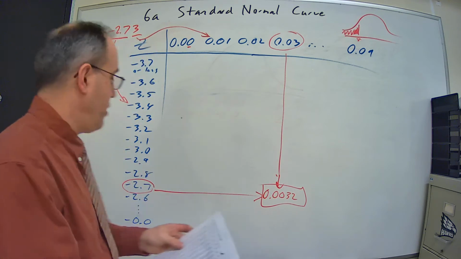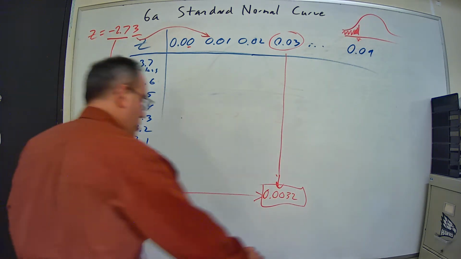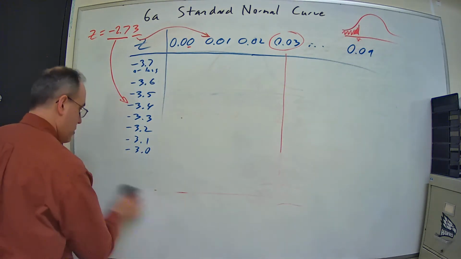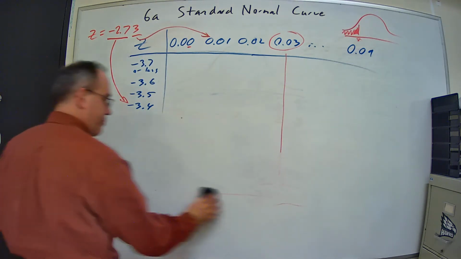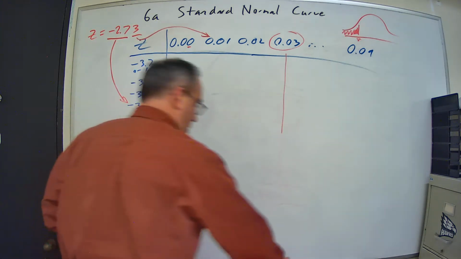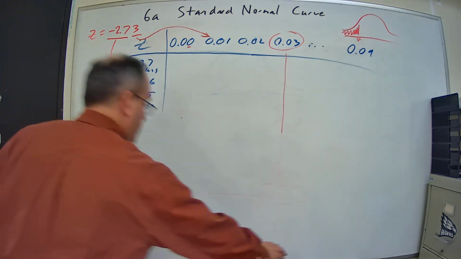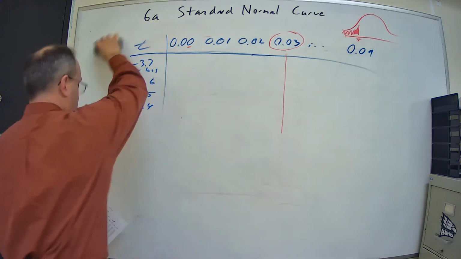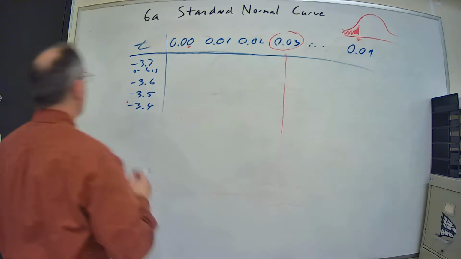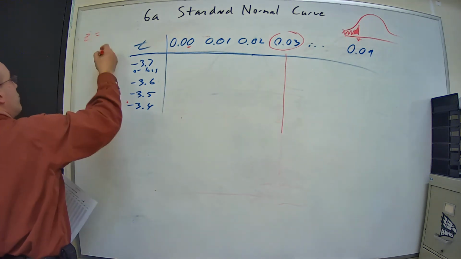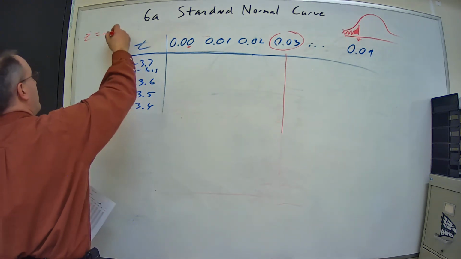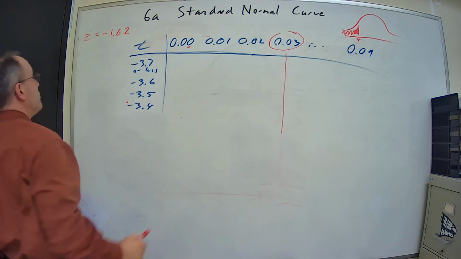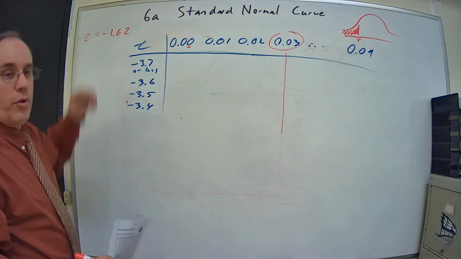Let's grab another one, just because we can. I'm going to modify this slightly. What if I want z is equal to negative 1.62? So z is equal to negative 1.62.